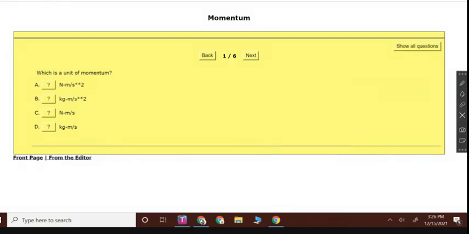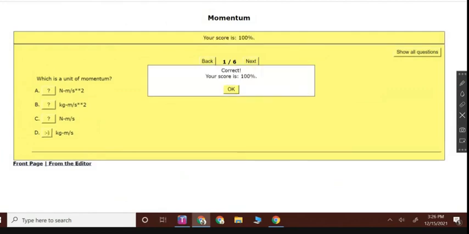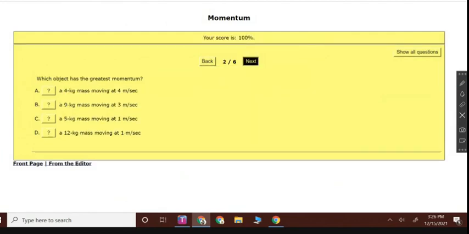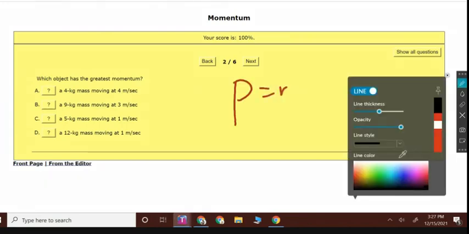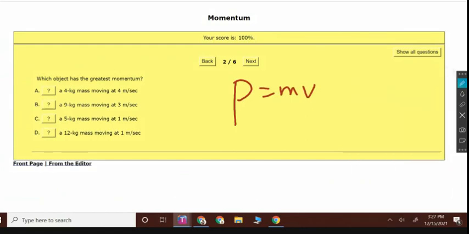Let's start doing some problems. Do you all see that it's mass times velocity, right? I think there's a question like this. What's the greatest momentum? Do you girls remember that P equals M times V? So how will you do a problem like this tomorrow? So simple. 4 times 4 is 16. 9 times 3 is 27. 5 times 1 is 5. I got it, B, right? Is that easy? It's nice and easy.